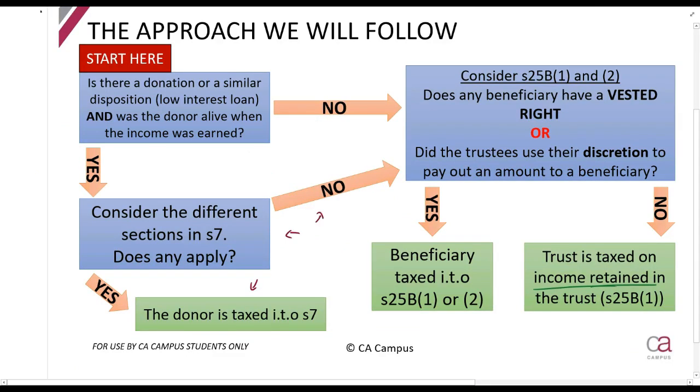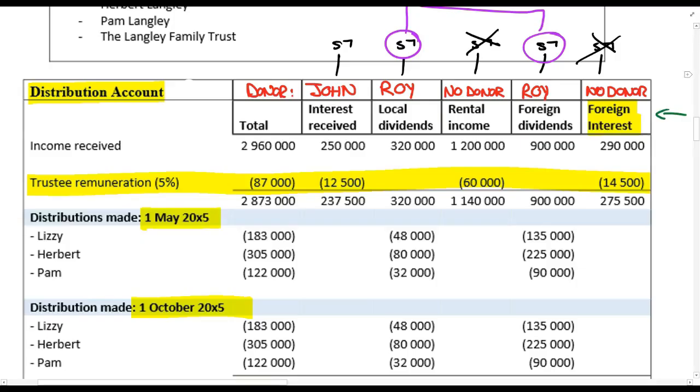If it doesn't apply, then we look at section 25B. Then the person who has a vested right or the person who was paid will be taxed. If no one has a vested right and the amount was not paid, then the trust is taxed. So I'm going to ask it the whole time, and that is what we come back to. Okay, so the whole time, guys.